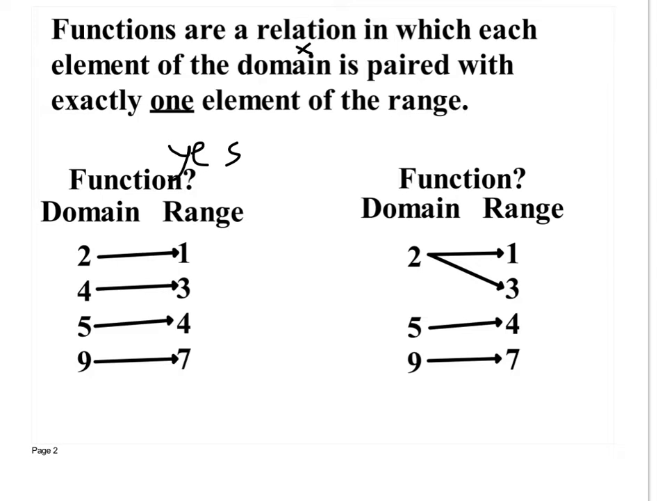Now let's look at this next one. It says 2 is paired with 1 and 3, 5 is paired with 4, and 9 is paired with 7. Is this a function? No, because 2 is paired with two numbers. Your domain, your x-coordinates, can only be paired with one number. 2 is paired with 2 numbers, so this is not a function. All right? Any questions? Easy enough.